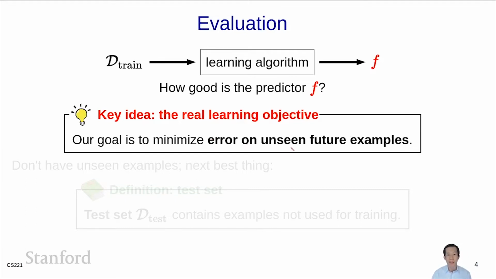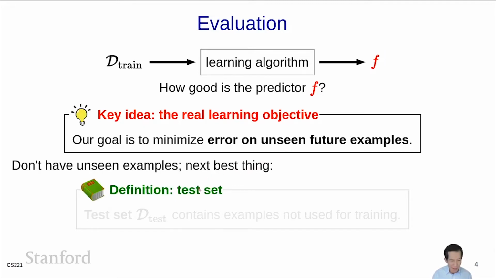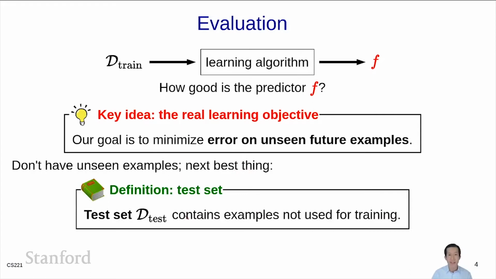Sounds great. Only one small problem is that we don't have access to the future, and in particular, if we don't see the examples, how can we do anything about them? So often we settle for the next best thing, which is get a test set. And the test set is just a set of examples that you didn't use for training. So it is a surrogate for the unseen future examples.